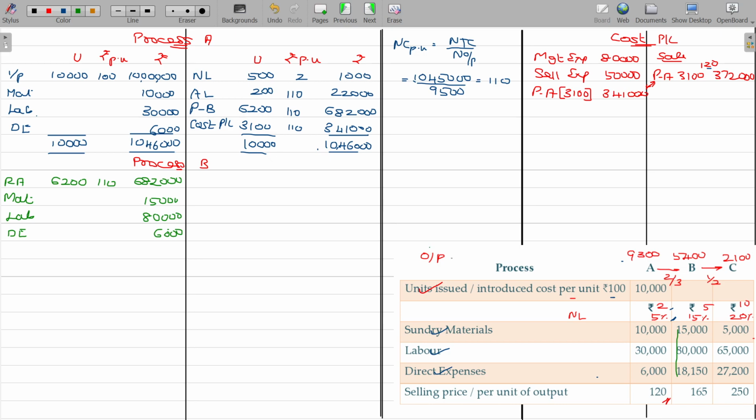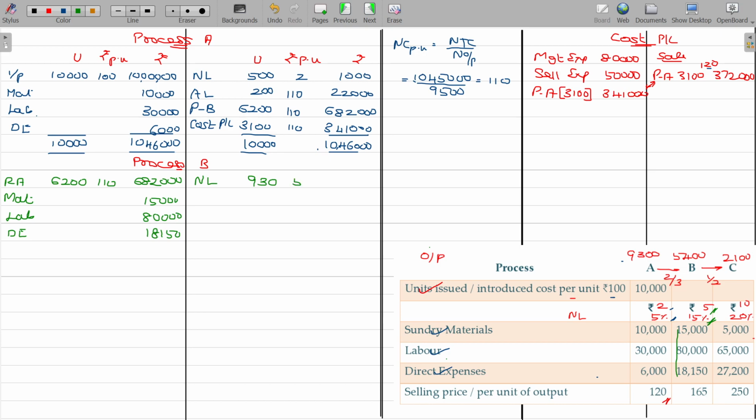Then output here being 5400. What is the normal loss here? Direct expenses being 18150. Now, the normal loss in process B being 15%. So how much is the normal loss on 6200? 930. And the normal loss in process B can be saleable at rupees 5 per unit.